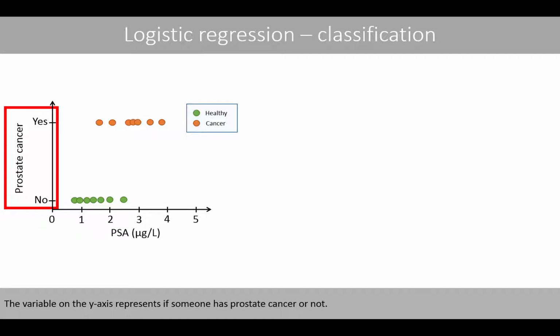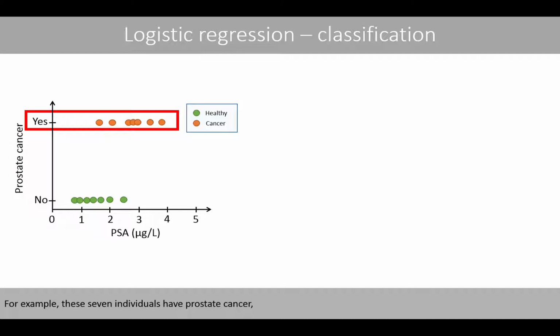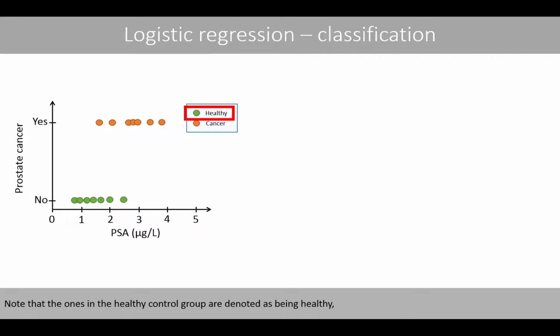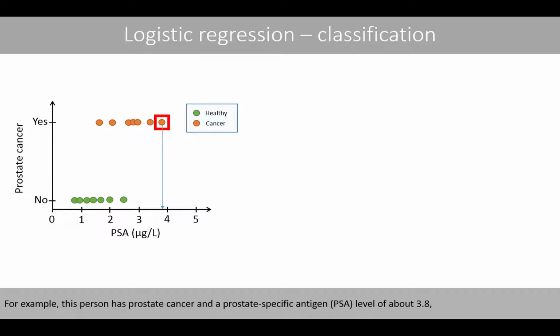The variable on the y-axis represents if someone has prostate cancer or not. For example, these 7 individuals have prostate cancer, whereas these 7 healthy controls do not have prostate cancer. Note that the ones in the healthy control group are denoted as being healthy, whereas the individuals with prostate cancer are here simply called cancer patients. For example, this person has prostate cancer and a prostate-specific antigen level of about 3.8, whereas this person has a PSA level of about 2.5 and is known to be healthy.